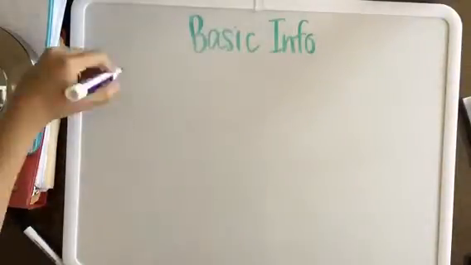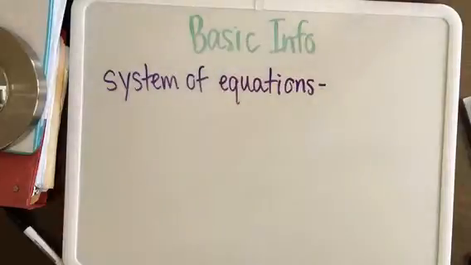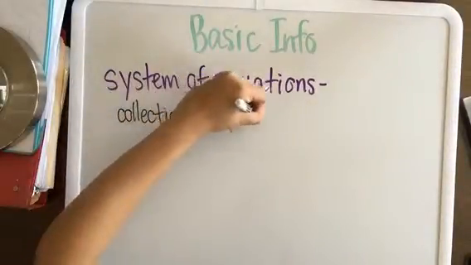For example, a system of equations is a set of known equations that you use together to usually determine the intersection of the two circles.